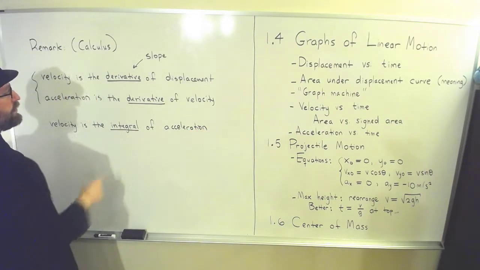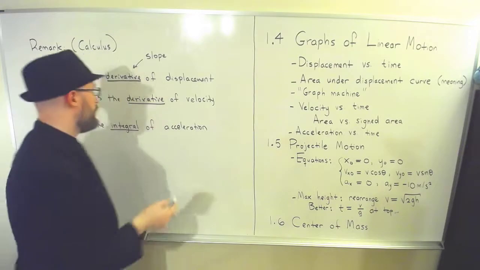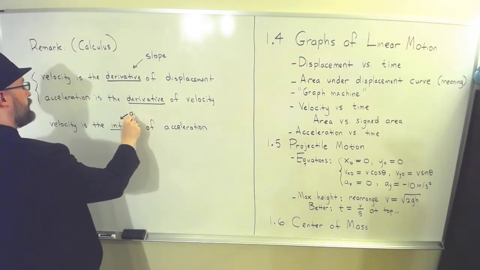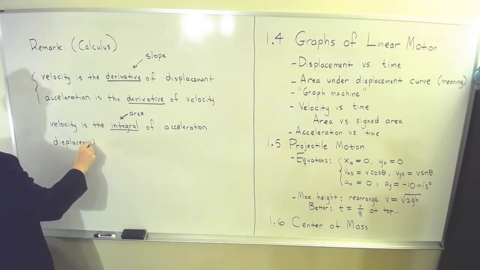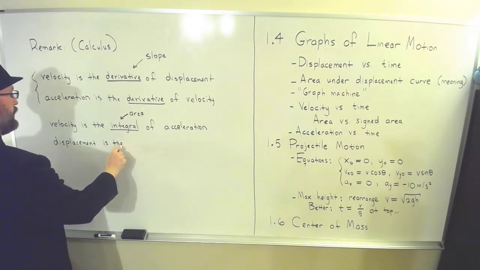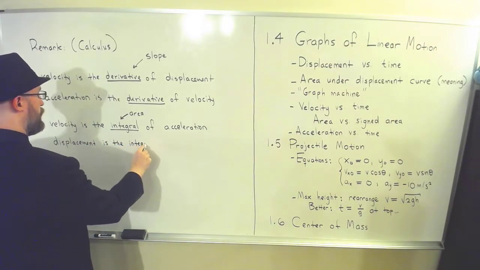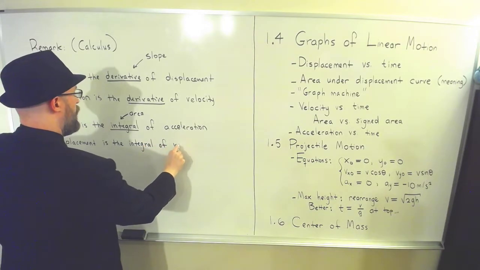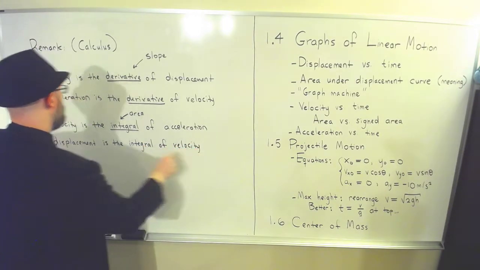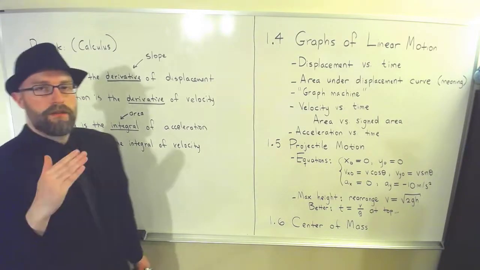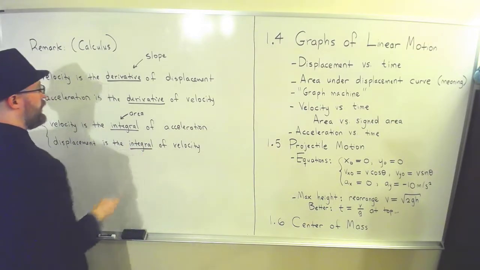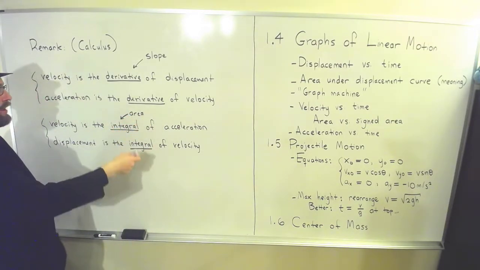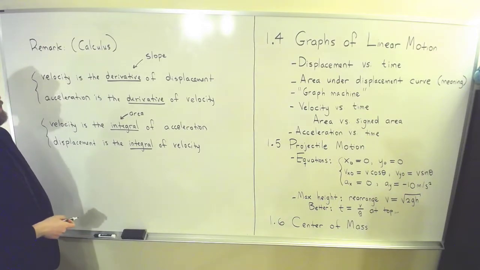And in this case, integral, once again, if you haven't had calculus, you might not know what that means, but this means area in this setting. And then displacement is the integral of velocity. So all these little remarks they're making in the book about the slope of the curve or the area under the curve, they're really talking about calculus. And this area would really be a signed area in this context. But that's all I'll say about that part.